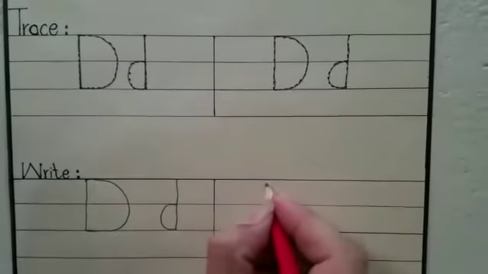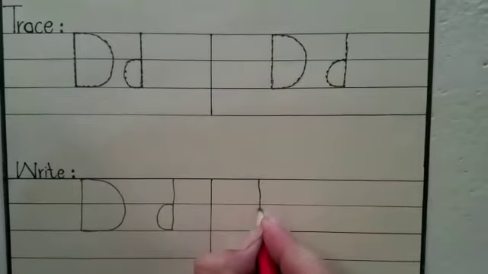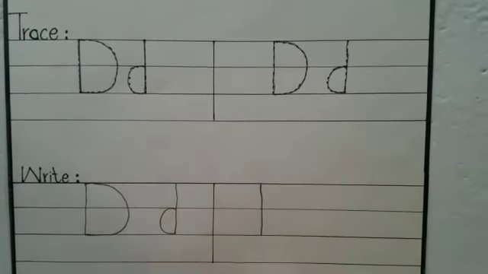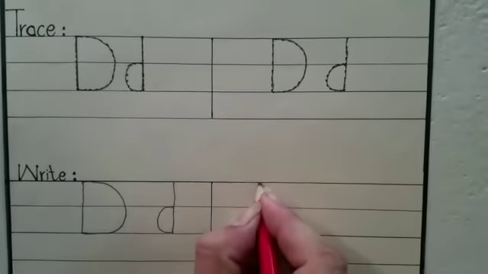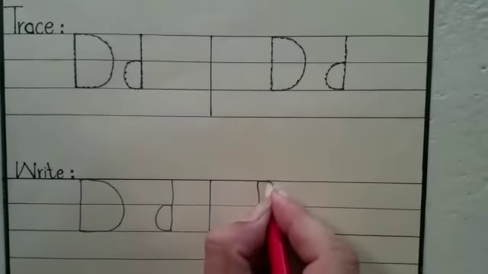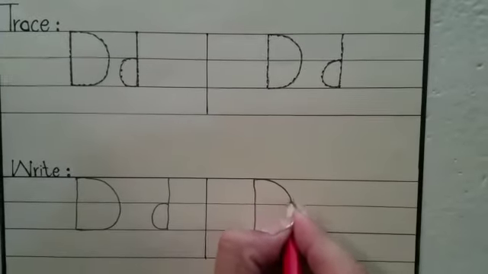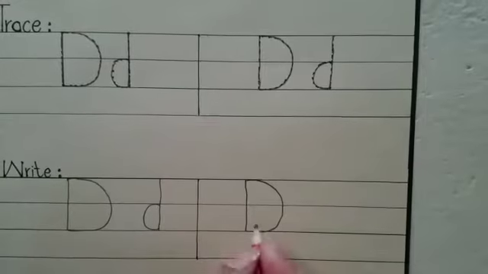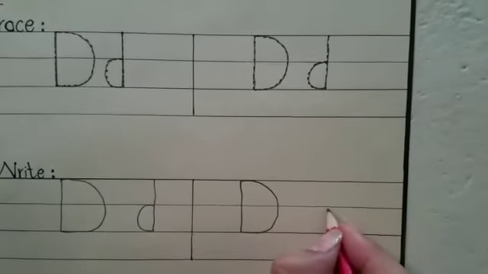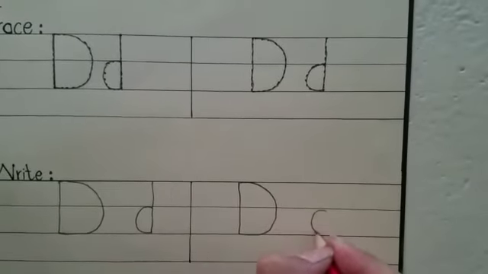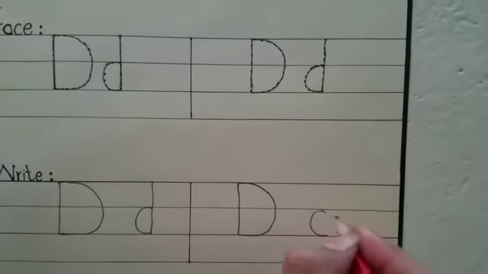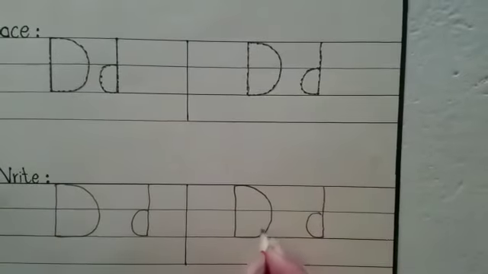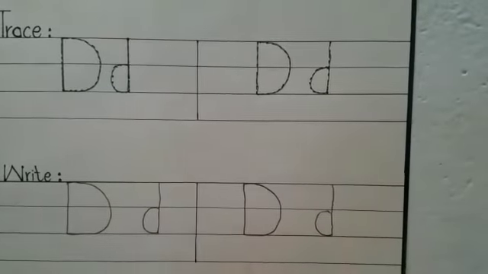Let's write it again. Draw a straight line from the first line to the third line. Now put your pencil on the tip of line and draw a semicircle. Go round, round, round and then stop like this. Now write small D. Draw a semicircle and now draw a straight line, capital D and small D.